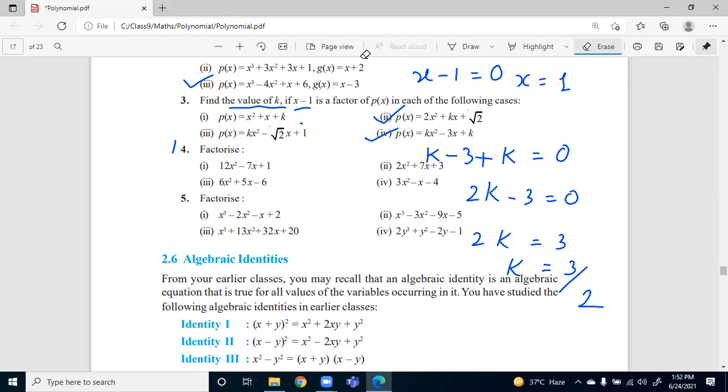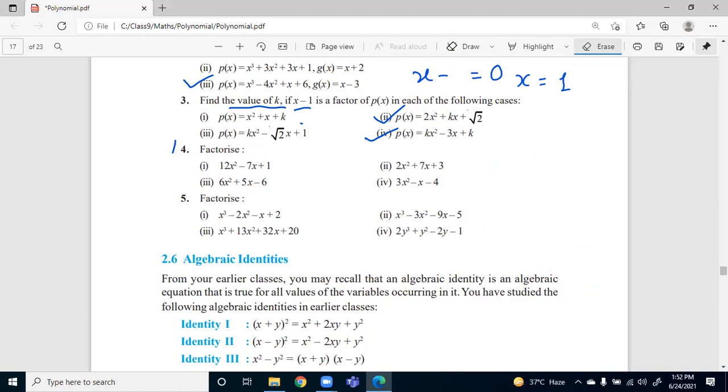So the fourth one is splitting of the middle term. When you look at splitting the middle term, like 12x square minus 7x plus 1, how can I split the middle term? You can see the middle term is minus 7x. What identity do you need to use here? Any ideas how to proceed with middle term splitting?